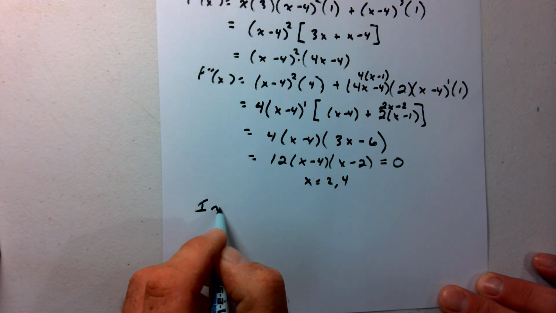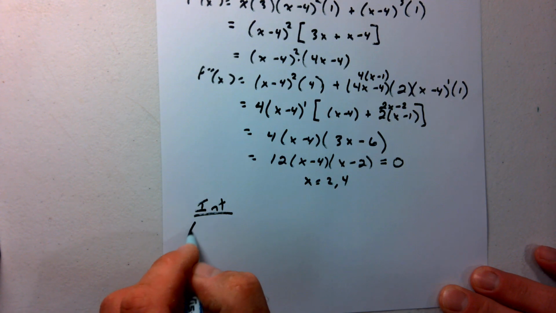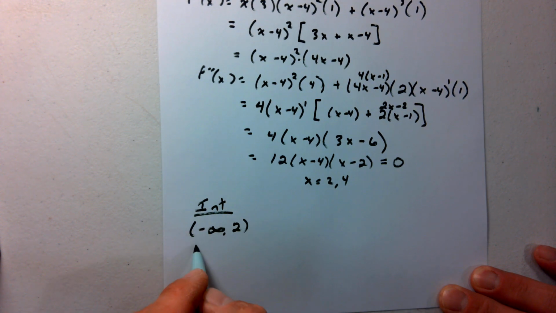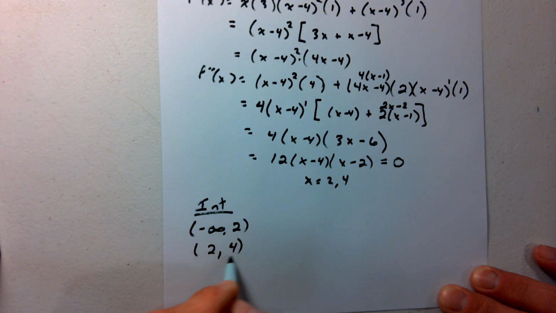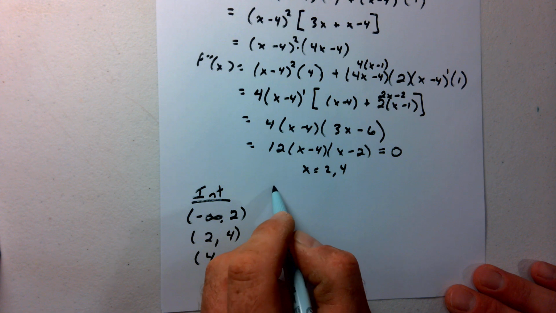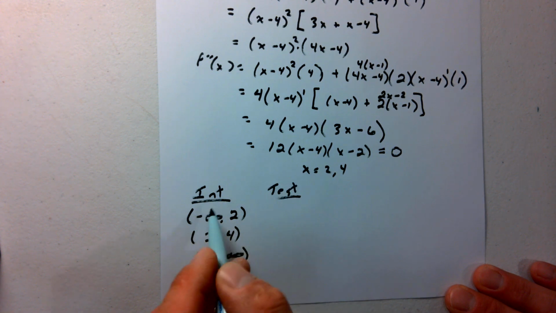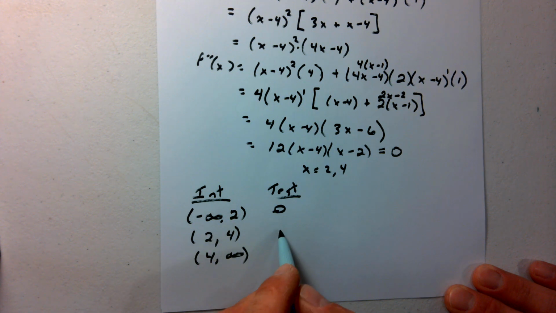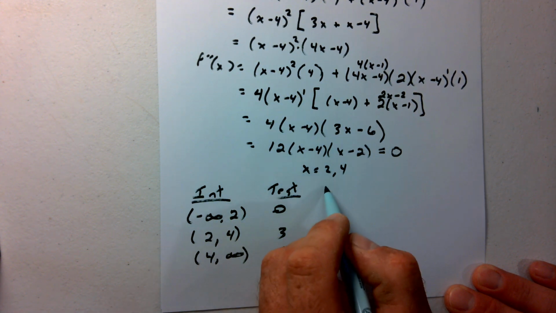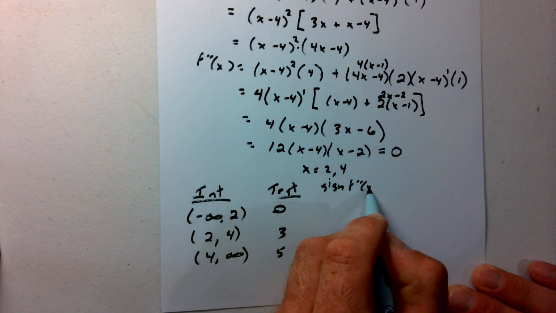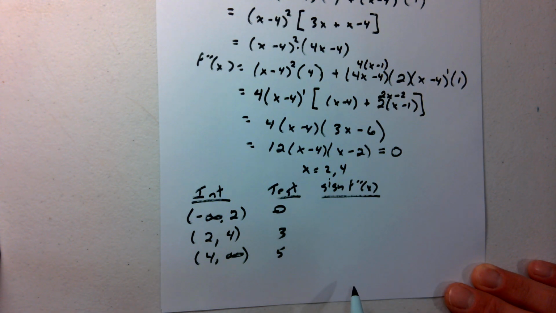So I'm going to do my test intervals. I'm going to again start at negative infinity. I'm going to come all the way to my first critical value, which is 2. And I'm going to work my way up until I get to infinity, just like I did with my increasing, decreasing intervals. I'm going to find test values again on this interval. So I can do 0, can't I? 0 and 3 and 5. And this time I'm looking for the sign of the second derivative.